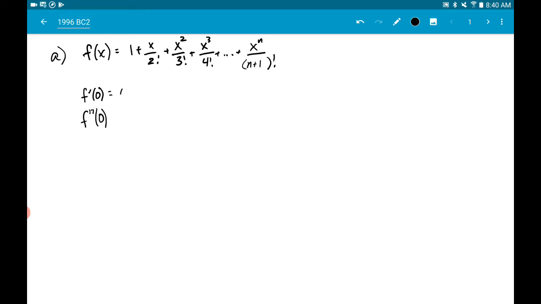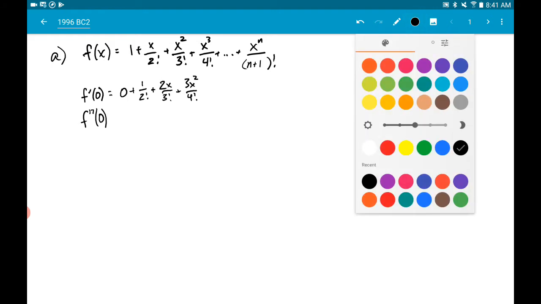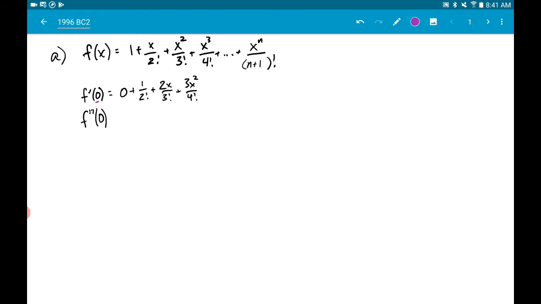F prime of 0 is just going to be 0 plus 1 over 2 factorial plus 2x over 3 factorial plus 3x squared over 4 factorial. And I really didn't need to list out these last couple terms because I am going to plug in 0. And hopefully you can see pretty quickly that all the terms after this one are going to go to 0. And so the first part of the answer would be just 1 over 2 factorial or 1 over 2.